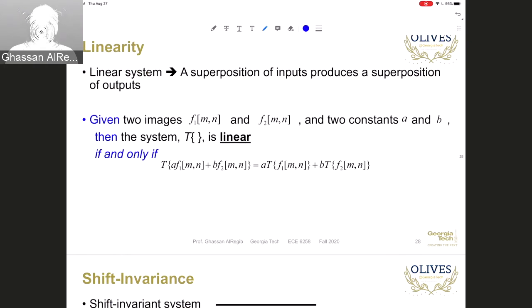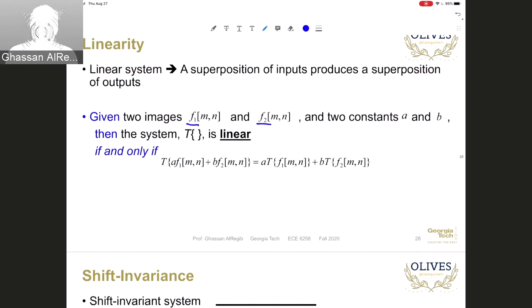If you have two two-dimensional signals, F1 and F2, and two constants, A and B, then the system that operates on them, which we call T, is linear if and only if you scale F1 with A, scale F2 with B, add them together, and apply your operator, and that is the same as operating on F1, operating on F2, scaling with A and B, and adding them together. So a superposition of the inputs is the same as a superposition of the outputs. In that case, we have a linear system.